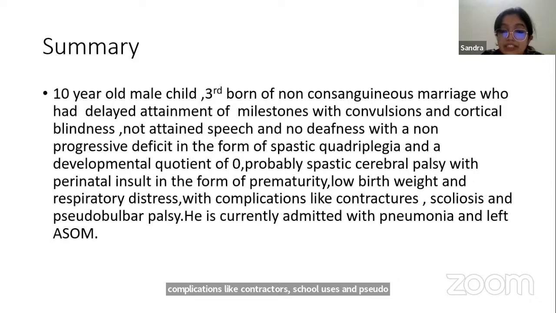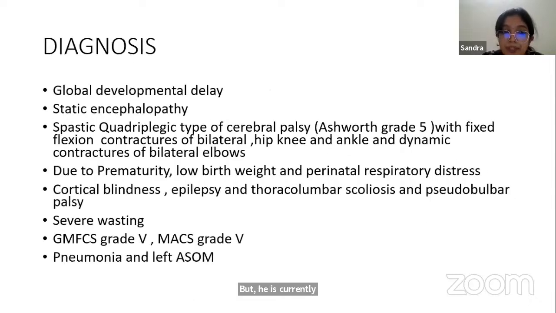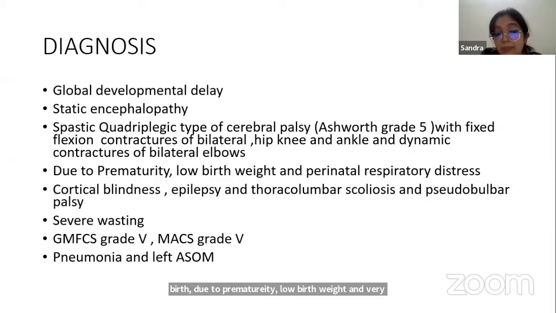He is currently admitted with pneumonia and left ASO. The diagnosis is global development delay, static encephalopathy, spastic quadriplegia type of cerebral palsy with fixed flexion contractures of bilateral hip, knee, and ankle, and dynamic contractures of bilateral elbows due to prematurity, low birth weight, and perinatal respiratory distress, cortical blindness, epilepsy, and thoracolumbar scoliosis and pseudobulbar palsy. Severe wasting, GMFC is grade 5, MAC is grade 5, pneumonia, and left ASO.